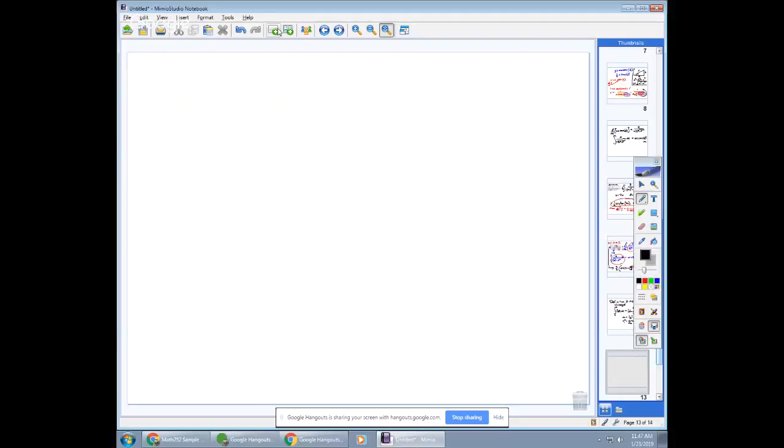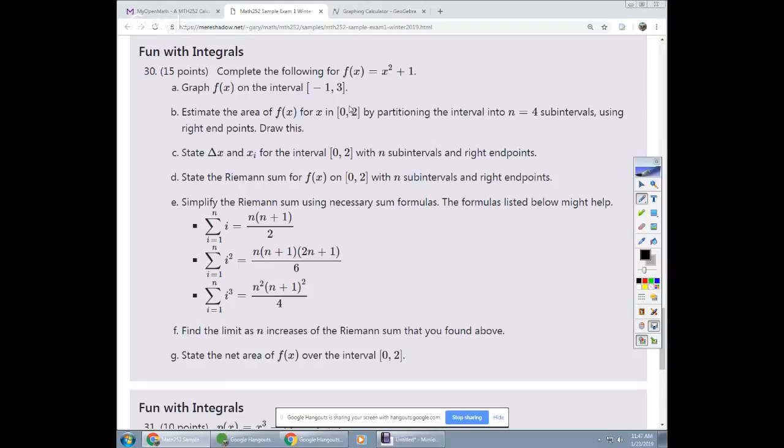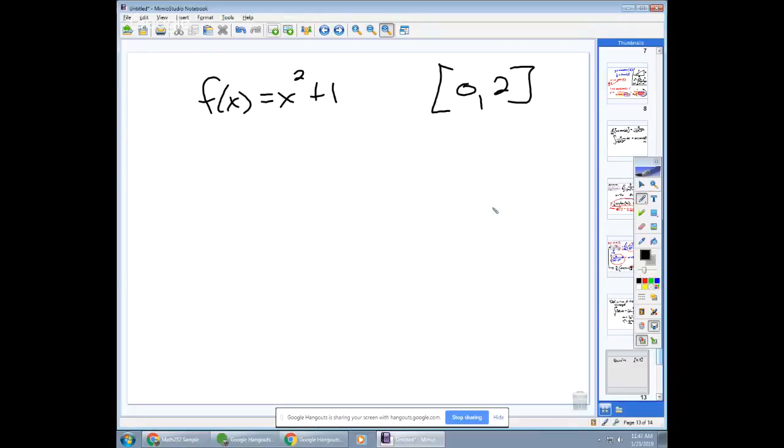So the function I gave here was f of x equals x squared plus 1, and the interval was from 0 to 2. I said graph it on the interval from -1 to 3, so we're kind of zooming in on the section. 0 to 2 is right in the middle there. So I'm going to jump right to the definition. To do the definition, I need to find delta x first. Delta x would just be the width of the interval, 2, divided by n subintervals. So 2 over n is my delta x.